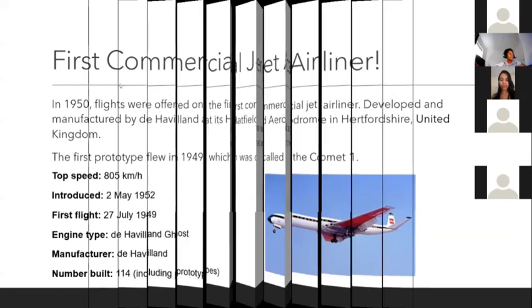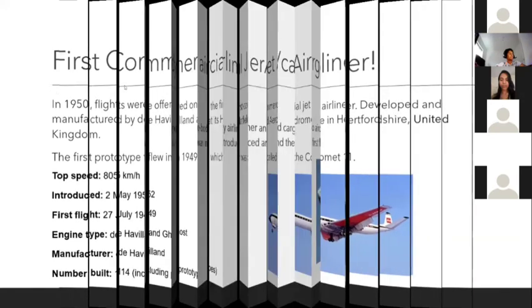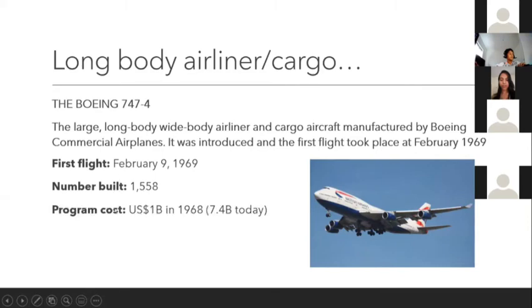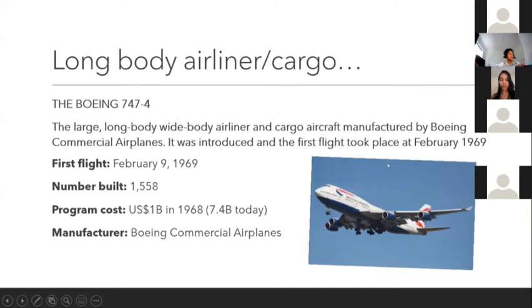And the next main milestone for aviation is the Boeing 747. It was a large, wide-body airliner and cargo plane, which was manufactured by Boeing, and it was introduced in February 1969. The first flight took place on February 9th of 1969. The number built was 1,558. It cost $1 billion in 1968, and it's 7.4 billion in the latest models. The manufacturer is Boeing.